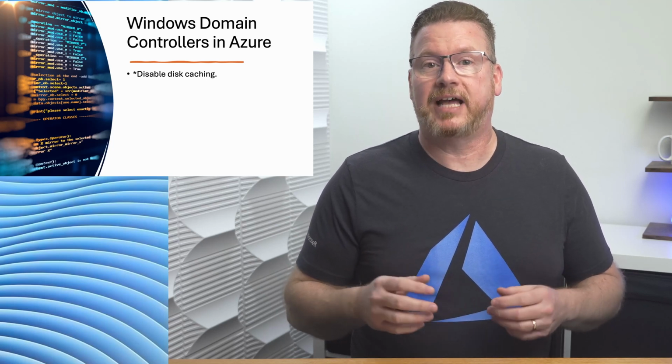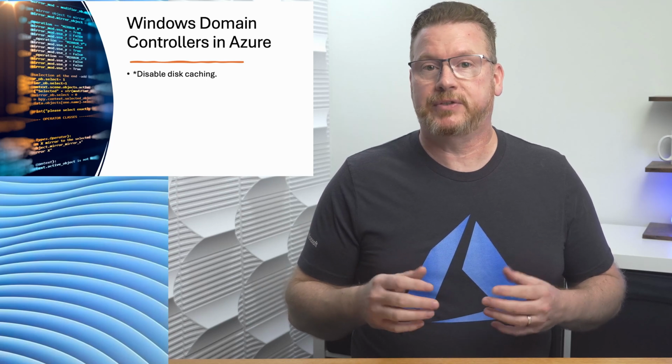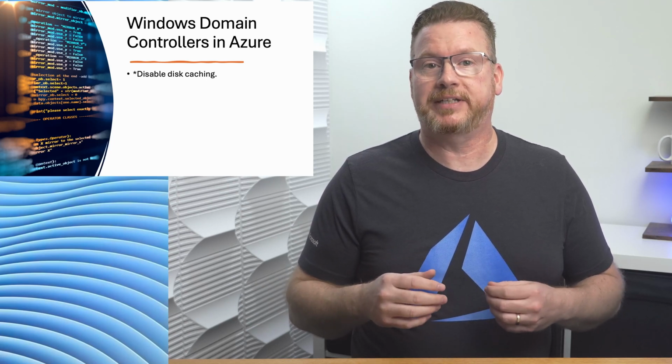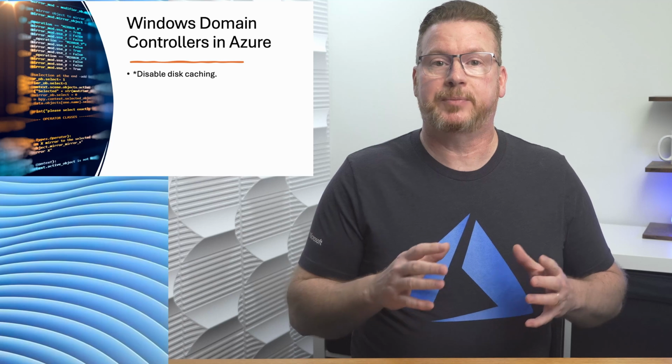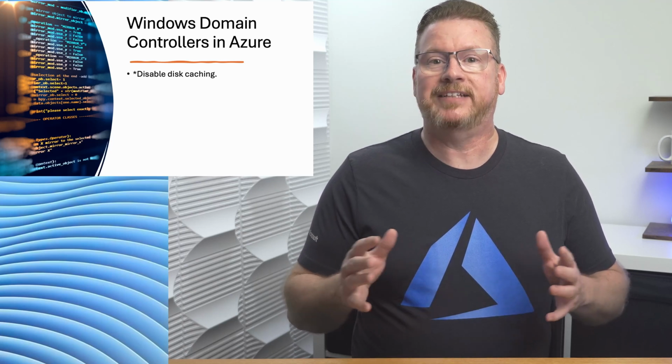Data in the cache is lost if the hardware fails or loses power. We want to minimize any chance of losing transactions on an Active Directory database. The best practice is to put the database on a separate disk with disk caching disabled. Thanks to those who commented on the original video pointing out this step. Okay, back to the video.